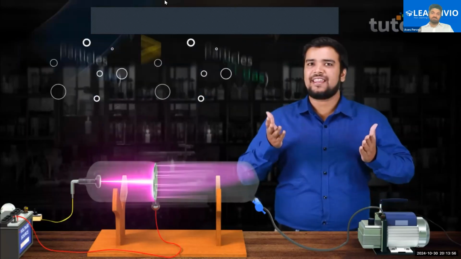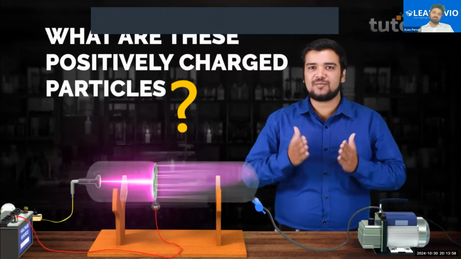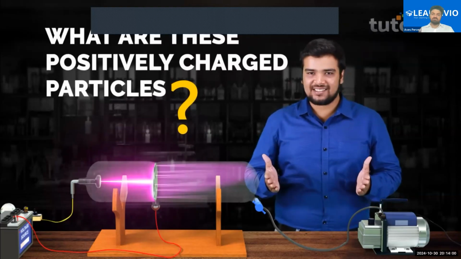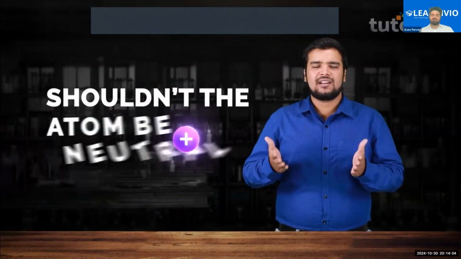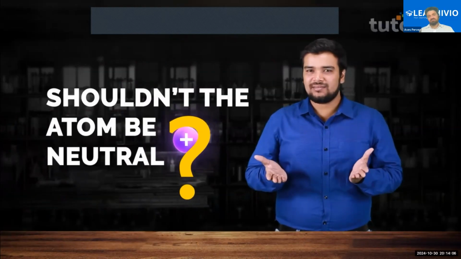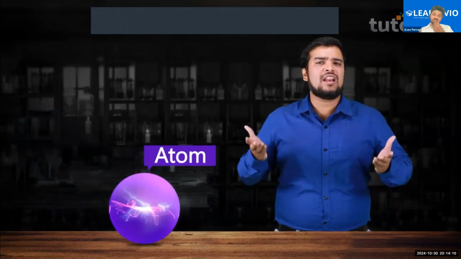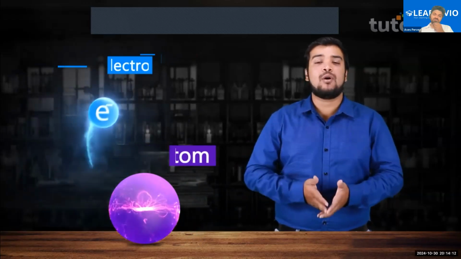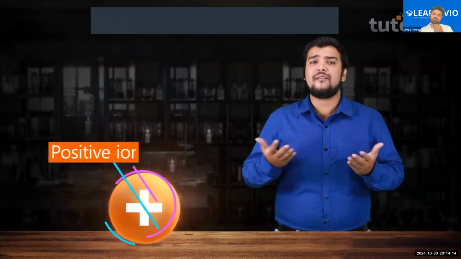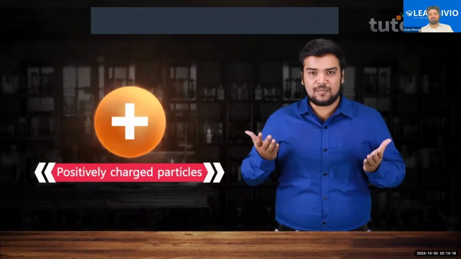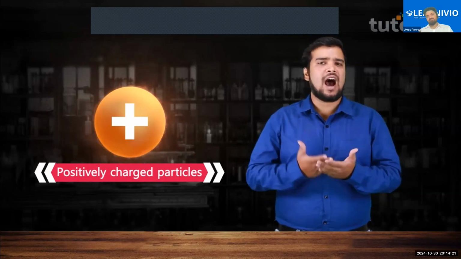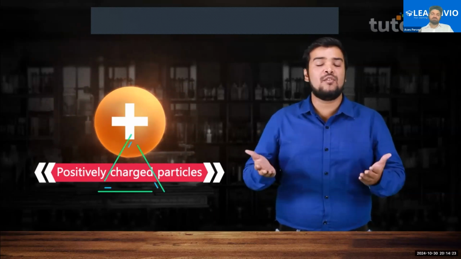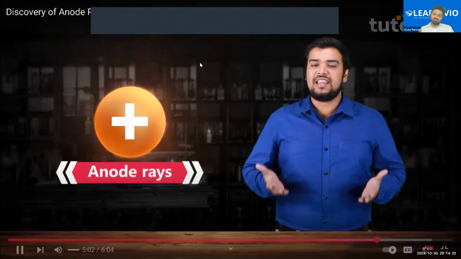So now, can you guess what these positively charged particles are? Well, these are positively charged atoms. But shouldn't an atom be neutral? Well, scientists realized that when they applied a strong electrical force, electrons came out of the atom, and what was left behind was positively charged particles. These positively charged particles are nothing but ions created when electrons are removed from the atoms, which were seen as anode rays.